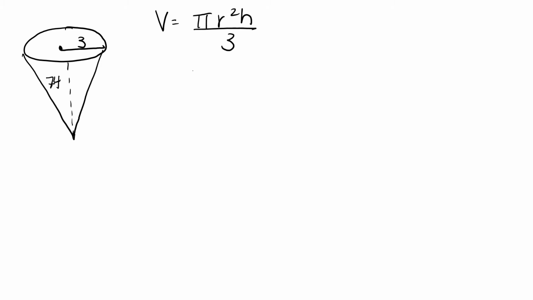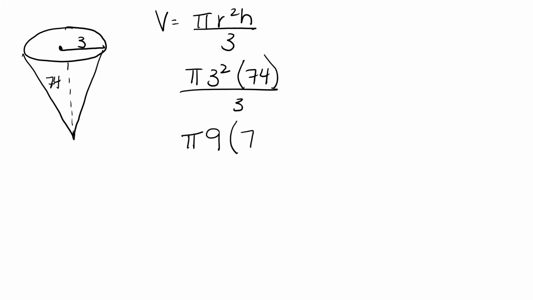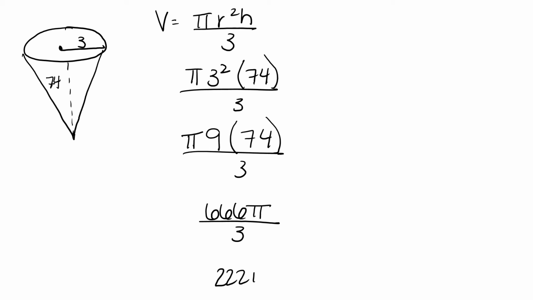For number 2, we have a cone that has a radius of 3, and it has a height of 74. We use those numbers in our formula, pi r squared h divided by 3, plugging in 3 for the radius and 74 for the height. Solving our exponents first, 3 squared is 9. Multiplying the 9 times the height, 74, to get 666. Dividing by 3 to get 222.